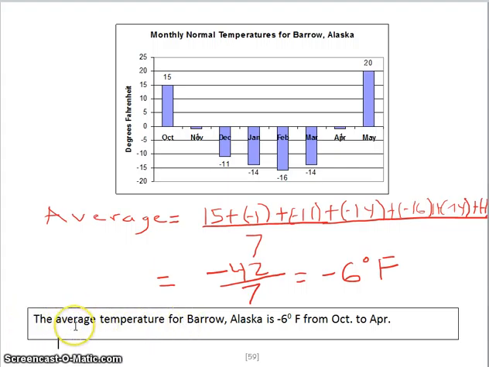This is how you should present your final answer. The average temperature for Barrow, Alaska is -6 degrees Fahrenheit from October to April.